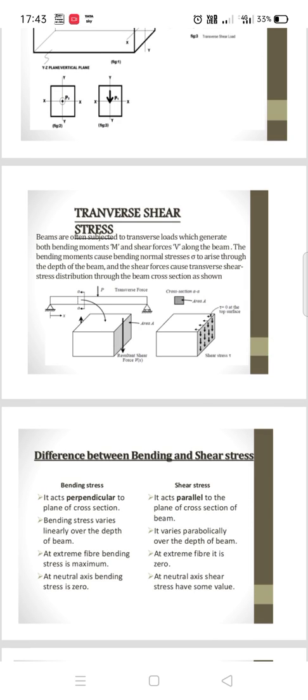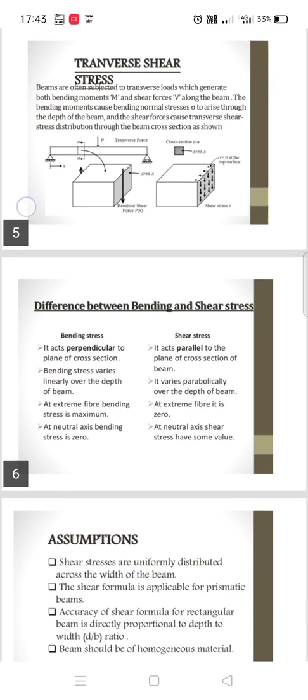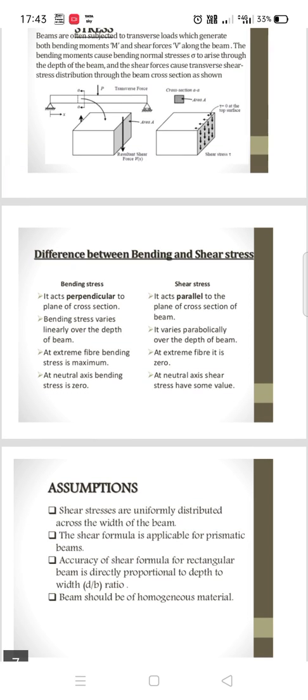Transverse shear stress: beams are often subject to transverse load which generates both bending moment M and shear force V along the beam. The bending moment causes bending normal stress sigma to arise through the depth of the beam, and the shear force causes transverse shear stress distribution through the beam cross section.